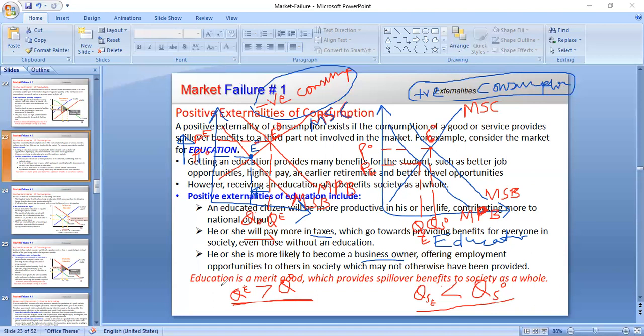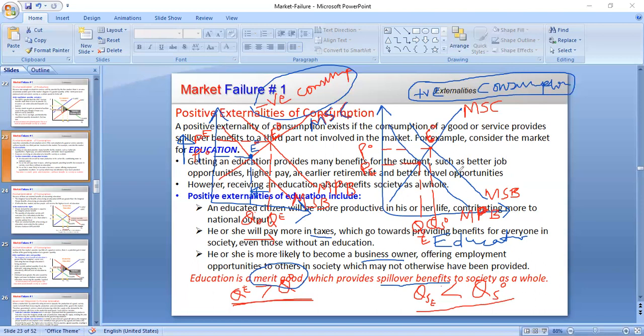And the positive externalities are called merit goods. Positive externalities are called merit goods, while negative externalities are called demerit goods. Demerit goods for negative externalities, merit goods for positive externalities, right? So positive externalities can also be called spillover benefits to society, and negative externalities are called spillover costs to society.